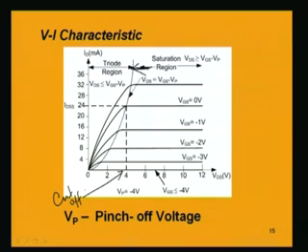So, these characteristic curves give us an idea about how we can control the drain to source current by changing the gate to source voltage in the negative way. That means, if we apply a negative voltage between gate and source, we can control the drain to source current.